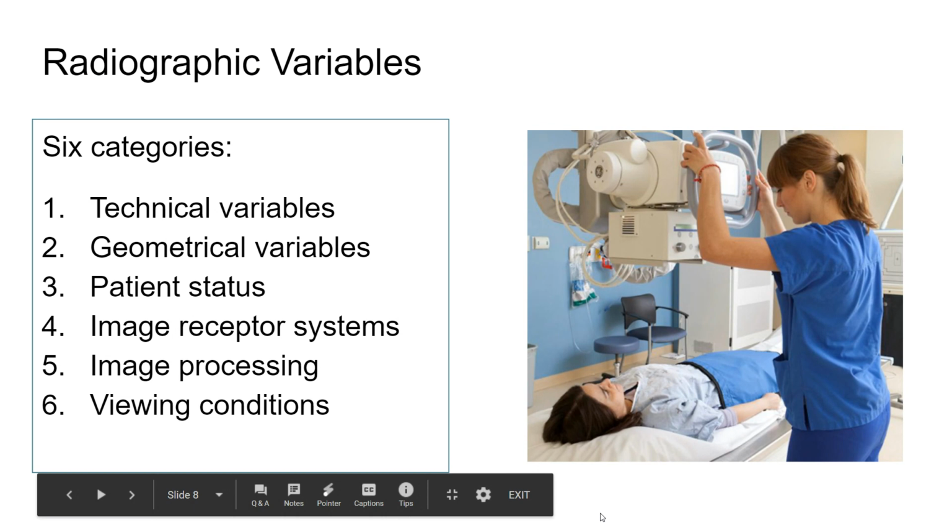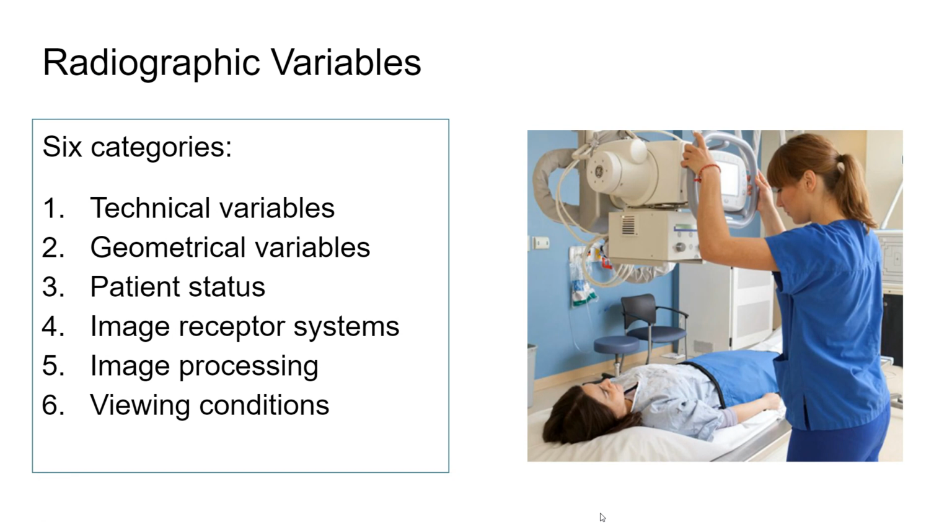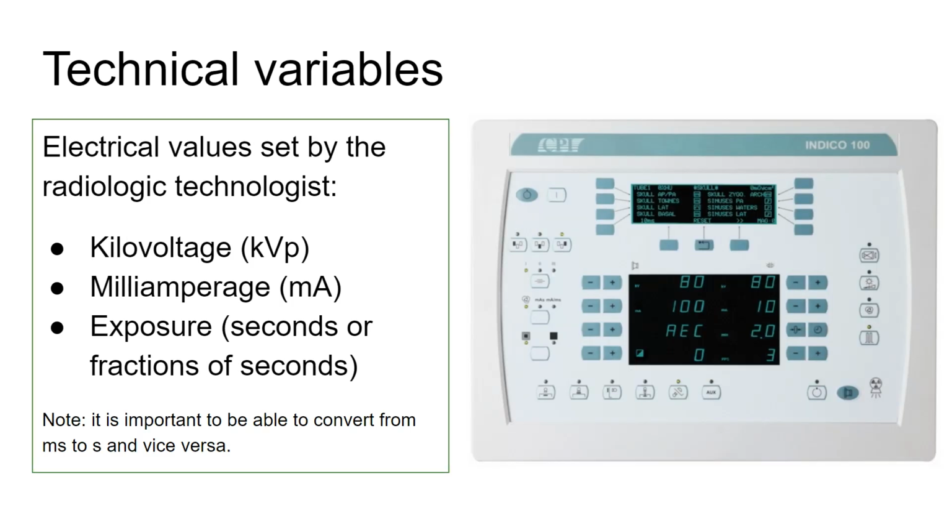So, very briefly, we can almost break up everything that we're doing from beginning to end with these six categories. You have technical variables, geometrical variables, the patient, the IR that you're using, what type of processing you're using, a lot more coming up on that in future classes, and to a much lesser degree, probably more for the radiologist, the actual viewing conditions that you're looking at the radiograph.